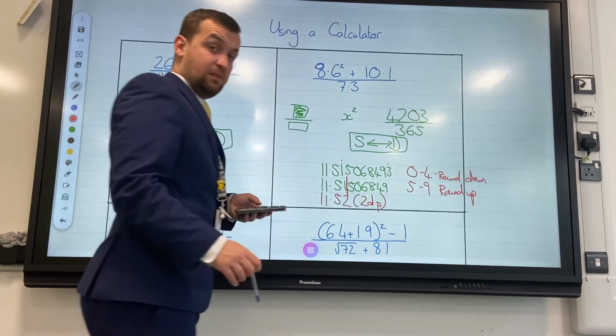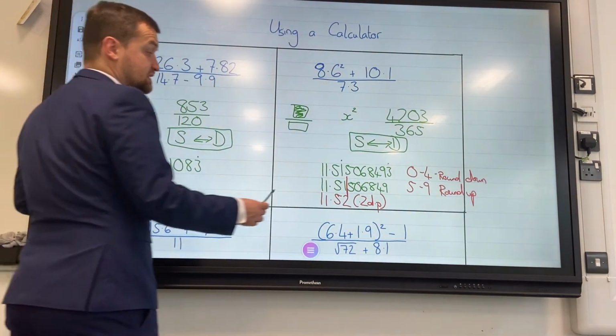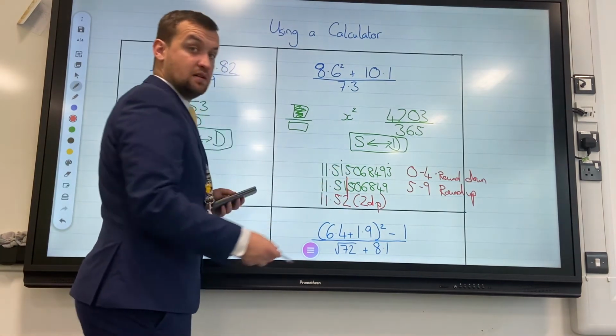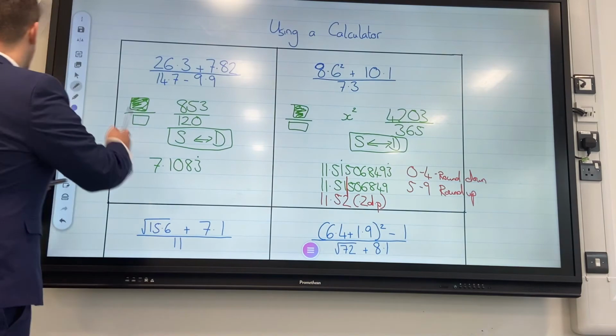I'm just going to write DP. So if it says to 2 decimal places, go to the second number after the decimal point and draw a line. Look at the next number and that tells you if you're rounding up or down.